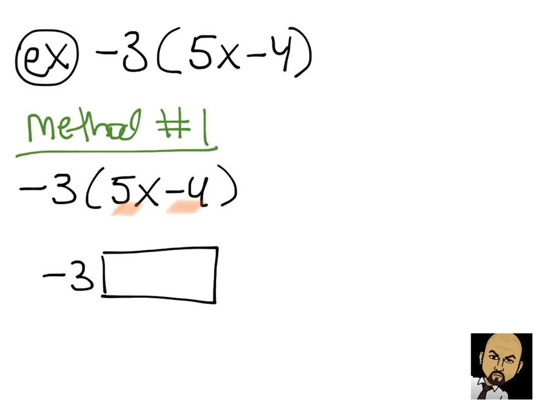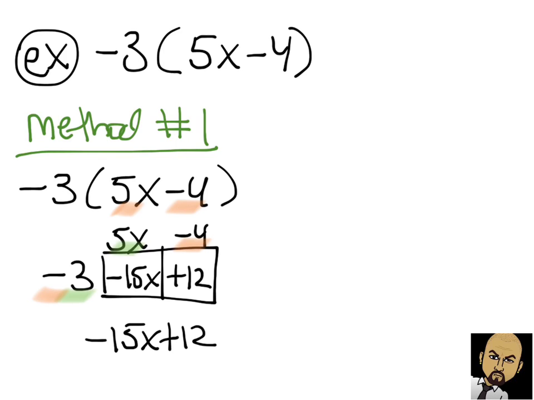And then you're going to put 5x as your first term, and -4 is your second term. You're going to write them out and separate them. And then you multiply. -3 times 5x is -15x. -3 times -4: negative times a negative is positive, and 3 times 4 is 12. And so we end up with -15x plus 12.